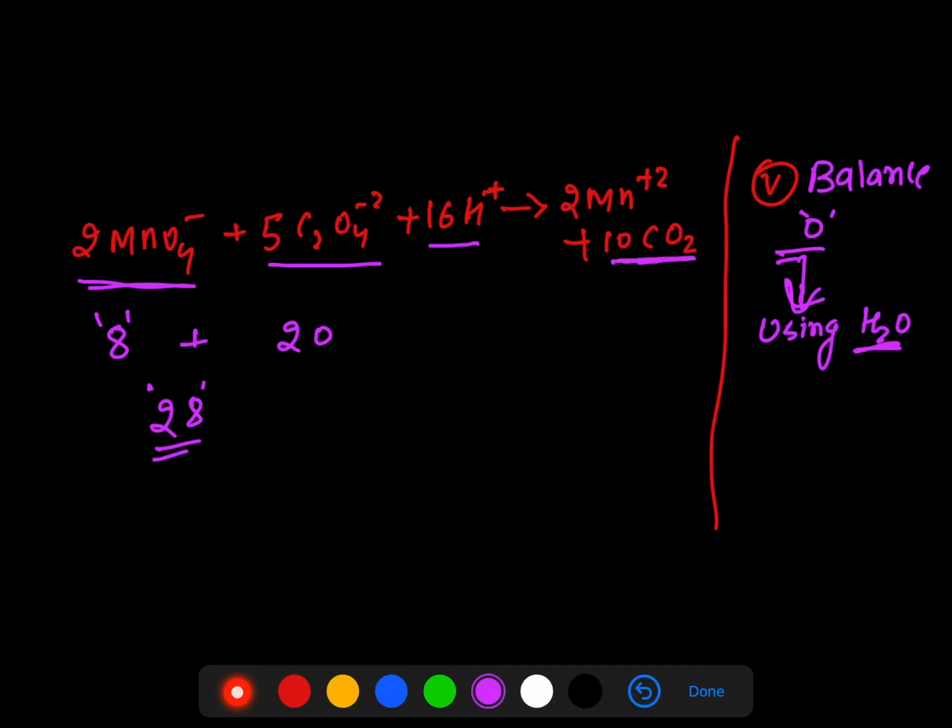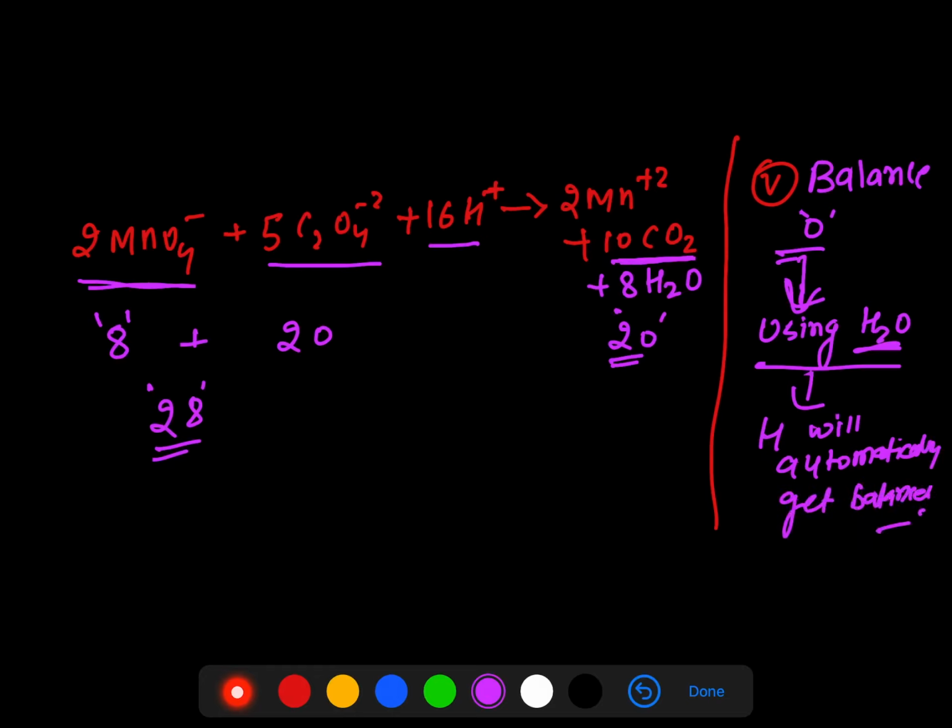On the RHS, the oxygen is present just in CO2, so we have 20 oxygen present, right? Now if you see, the LHS has 8 extra oxygen, right? So if we add 8 water molecules to the side deficient in oxygen, the oxygen is balanced now. Both sides have 28 oxygen now. Oxygen is balanced, and after this step, hydrogen will automatically get balanced.